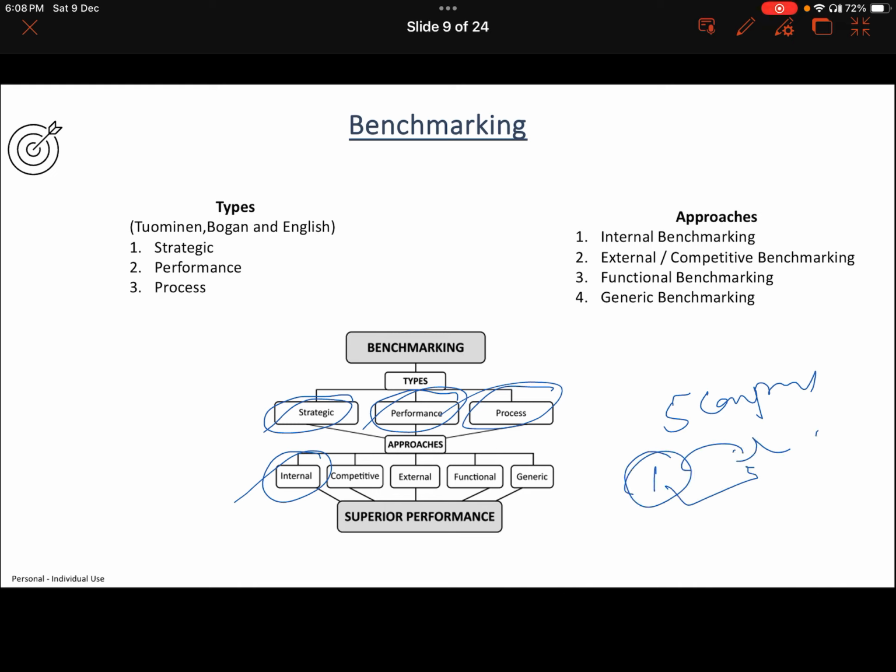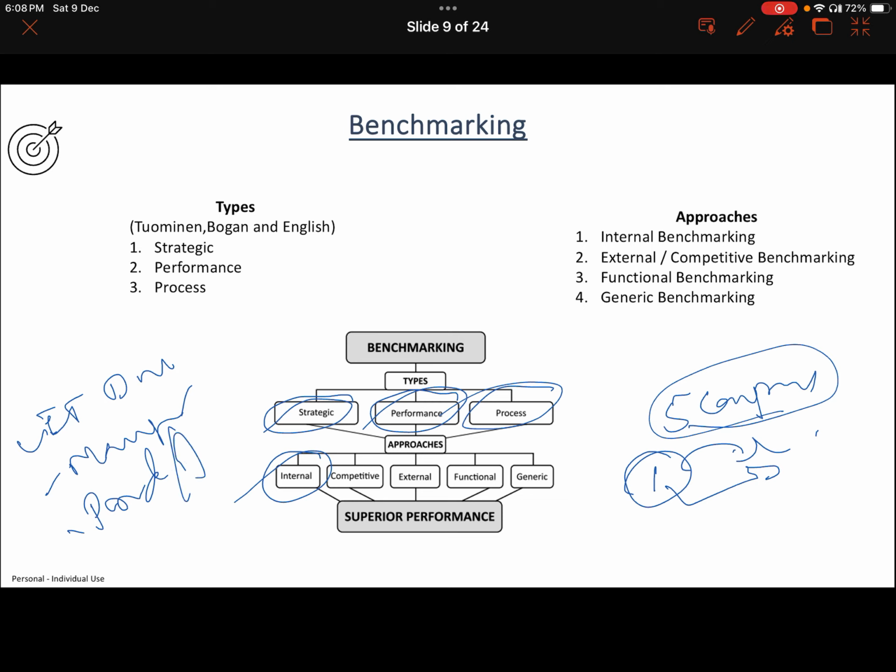Or performance metrics, you compare with your internal companies: how revenues are coming from your IT division, how revenues are coming from your manufacturing companies, or product A, product B, whatever way you can compare it, right? Internally. Then what your competitors are doing, what the other external environment is, and then you can also focus on functional benchmarking. Each of your functional processes, what we discussed, that also can be compared, or a generic comparison.